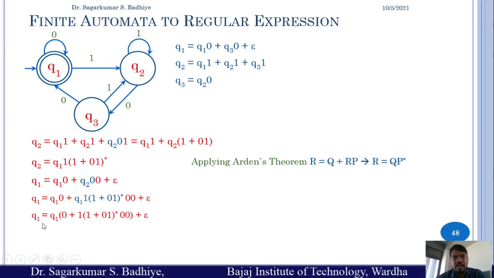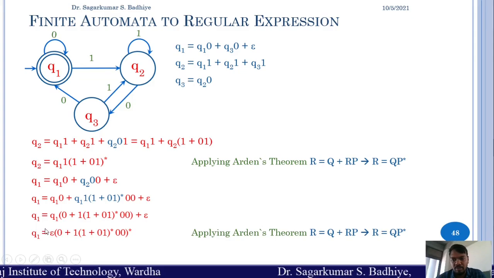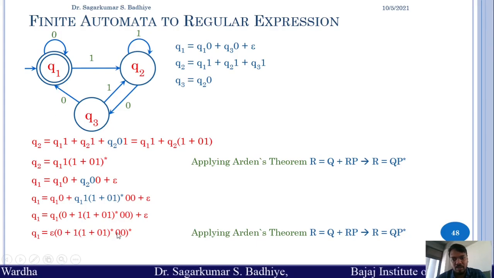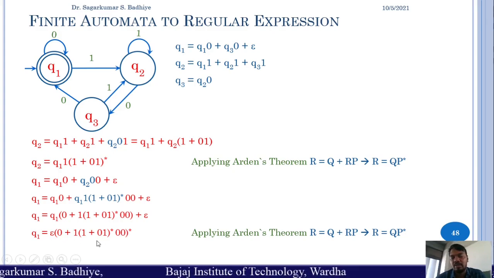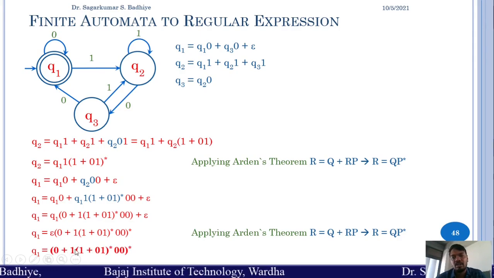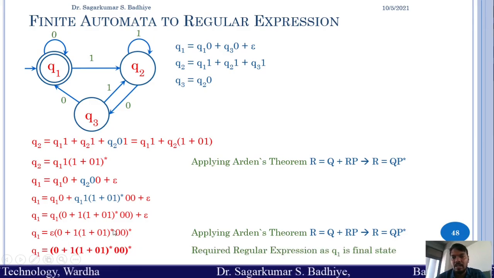So again we have obtained the equation in the form of Arden's theorem, that is r equals q plus rp, and the solution to this is nothing but qp star. So q1 will be epsilon dot in bracket 0 plus 1 in bracket 1 plus 0 1 whole star 0 0 the whole star. This is according to Arden's theorem, and epsilon times anything is the same thing. So we get the equation for q1 as 0 plus 1 in bracket 1 plus 0 1 whole star 0 0 whole star. So this is the required regular expression as q1 is our final state.